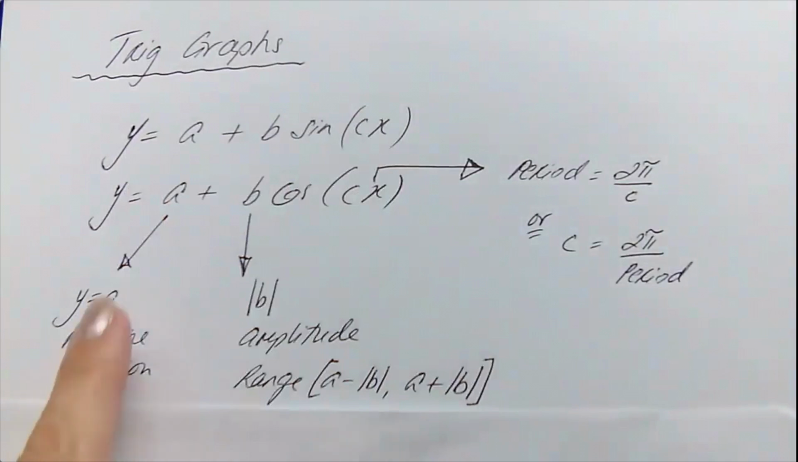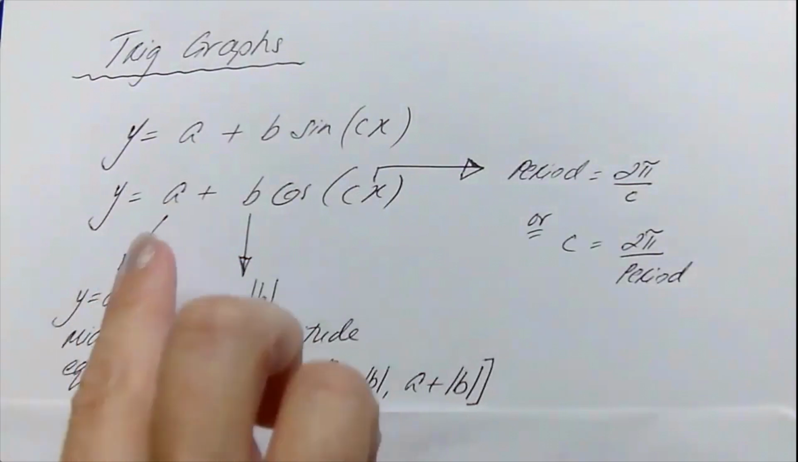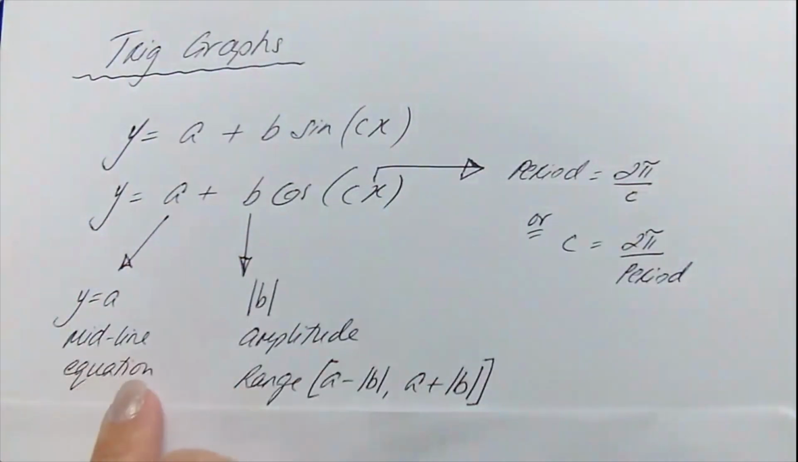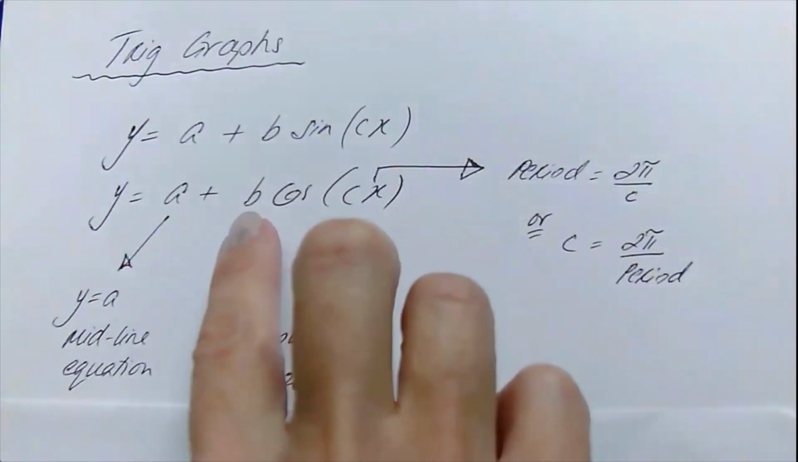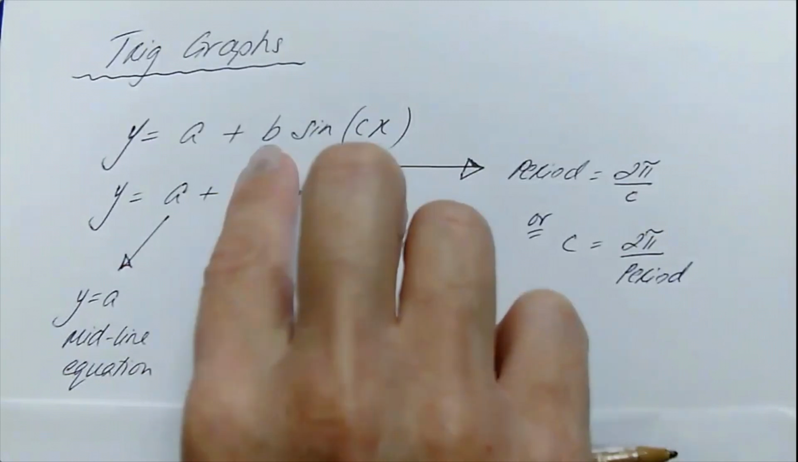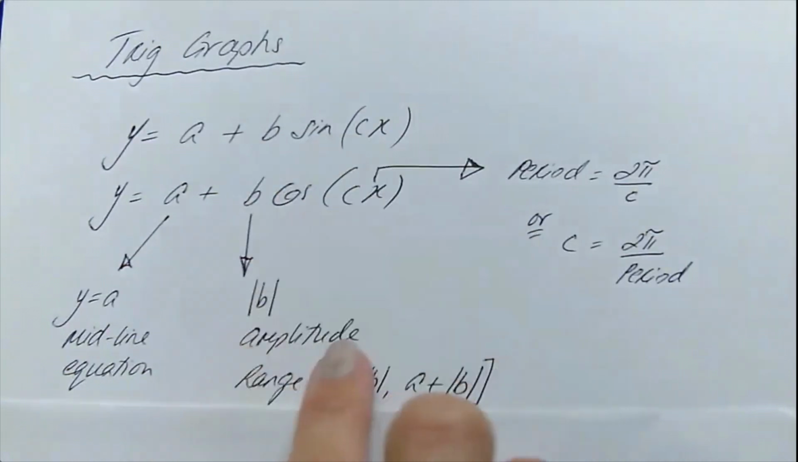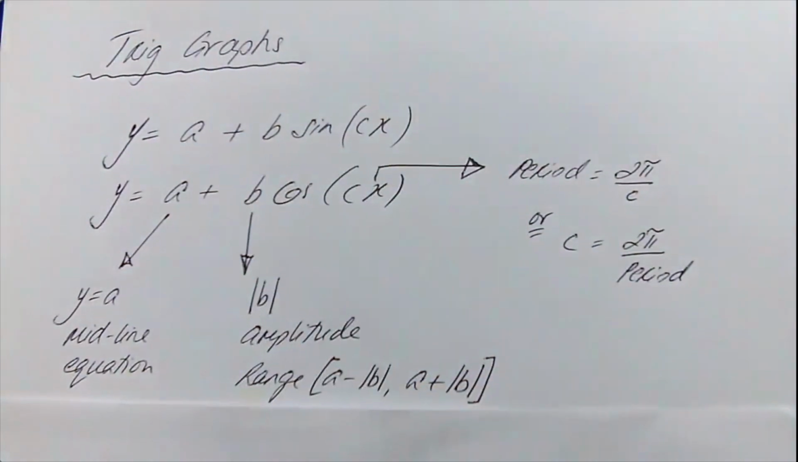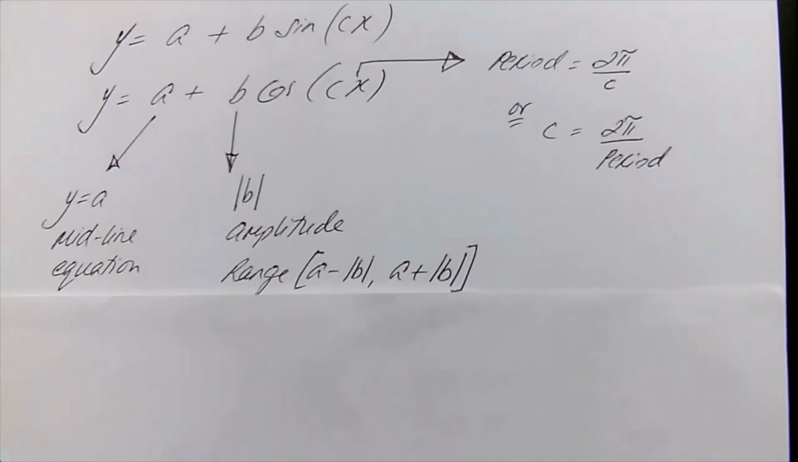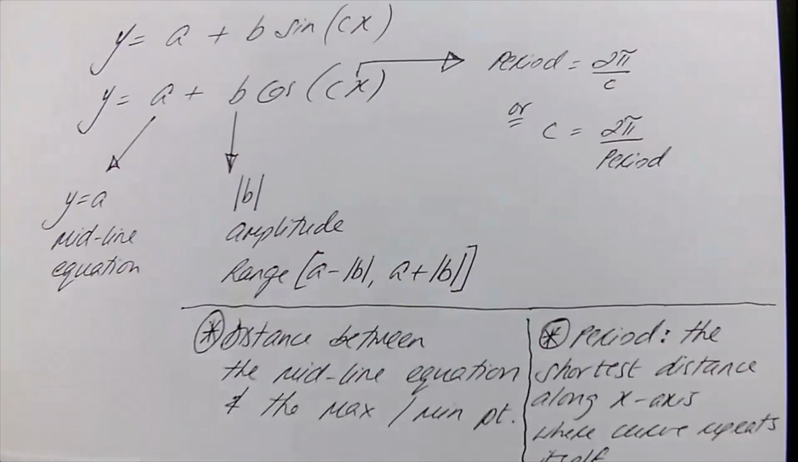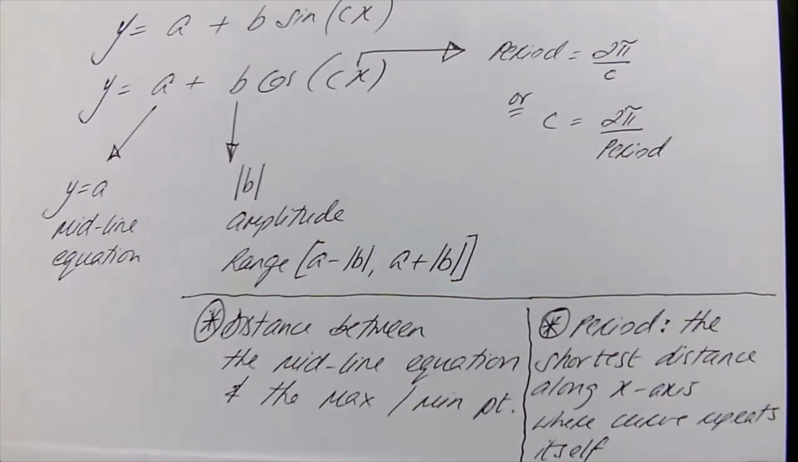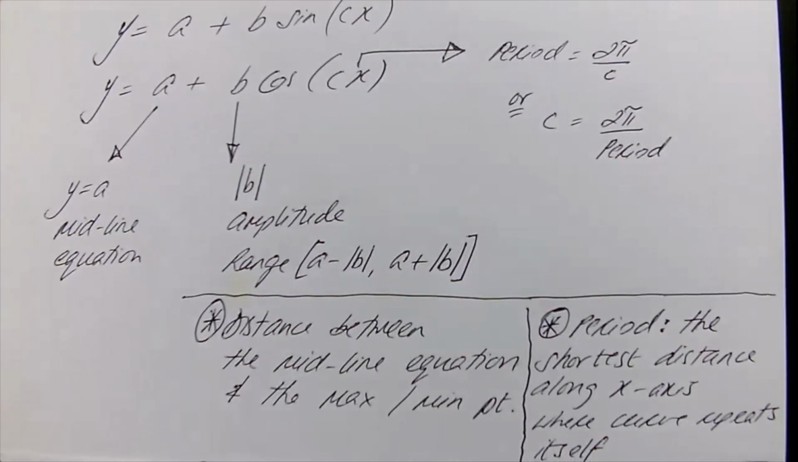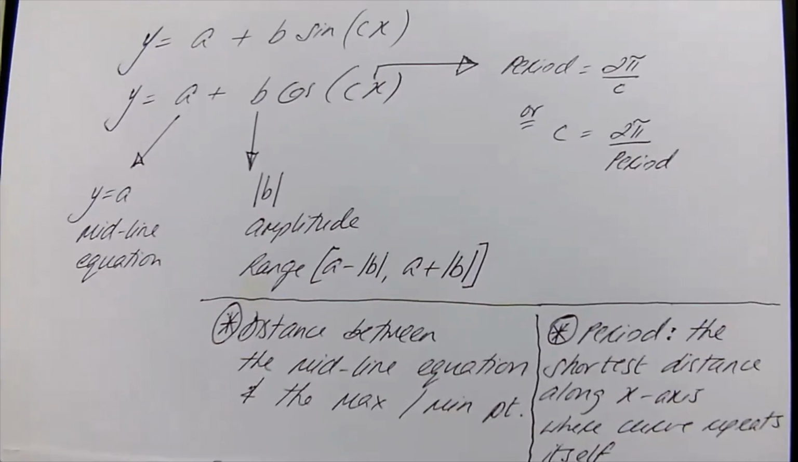All right, so just to highlight here, this is the note that you really want to have off by heart, I suppose, okay? Your A is your midline equation, okay? Now we'll see that connected to the graph very shortly. The B, whatever goes in front of the trig part, is the amplitude, all right? Now, the amplitude is basically the distance between your midline equation and the max and minimum point, okay? So we'll see that now when we start to do lots of examples.